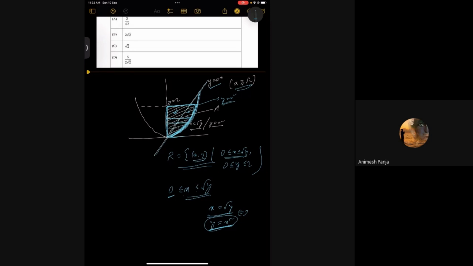Yes, sir. Clear. And y lies between 0 and 2. So this is y equal to 0, the x-axis, and this is y equal to 2. So this is our exact region R. Okay, this is our region R.